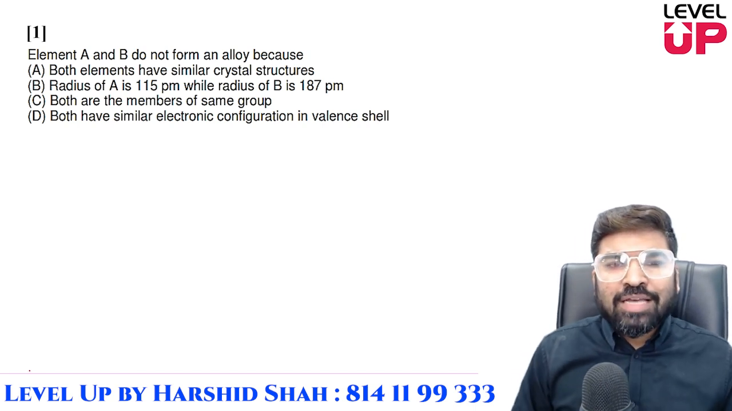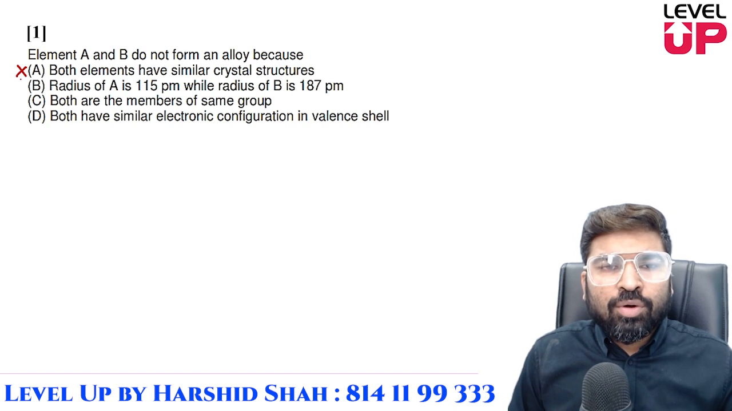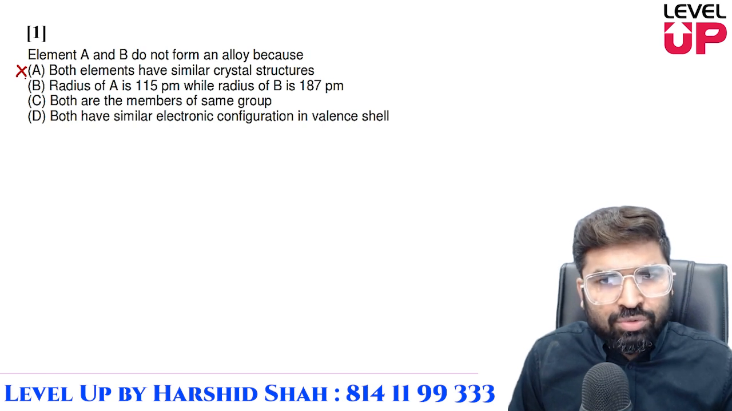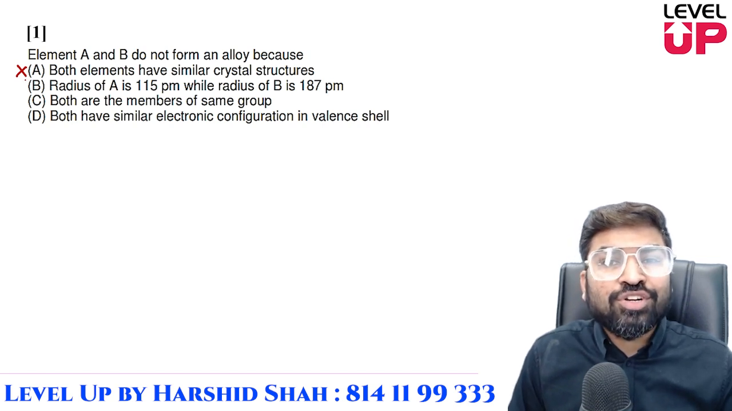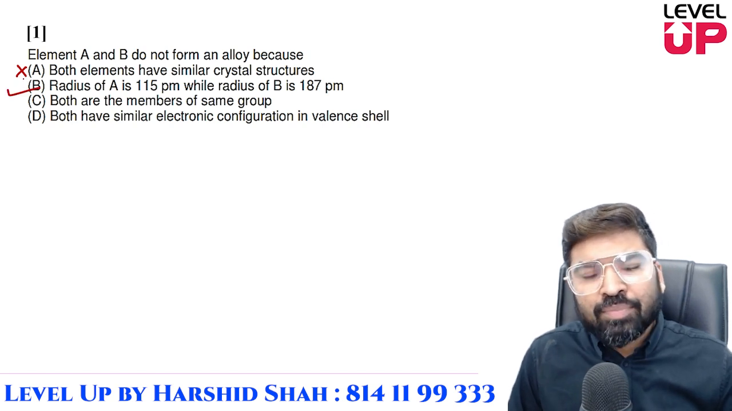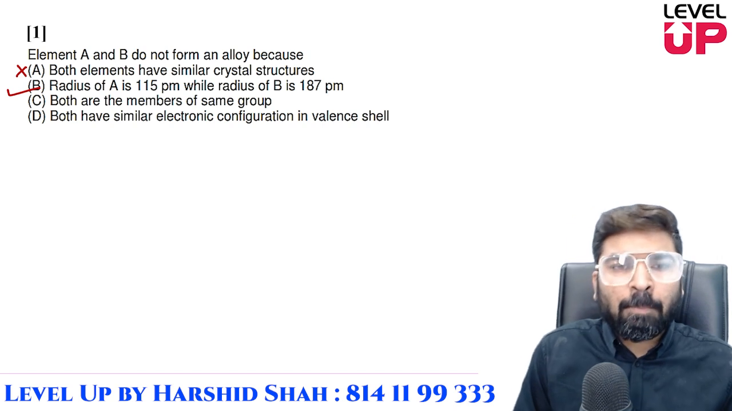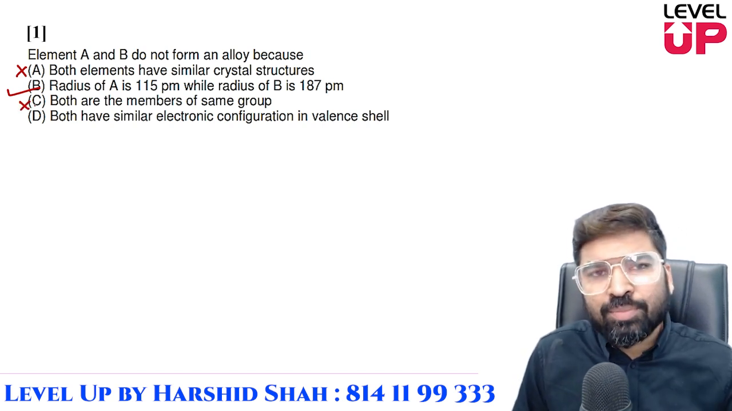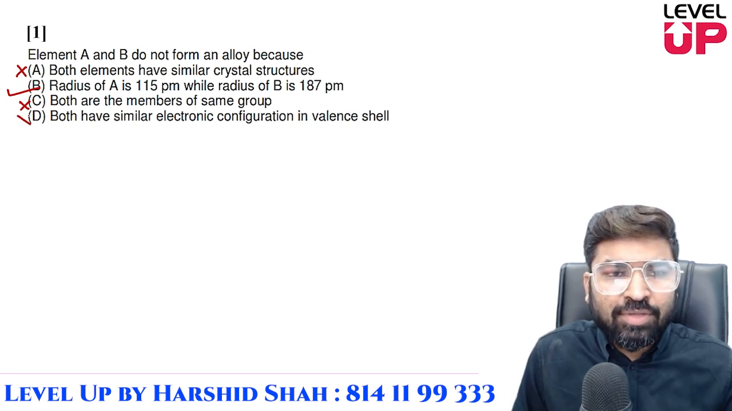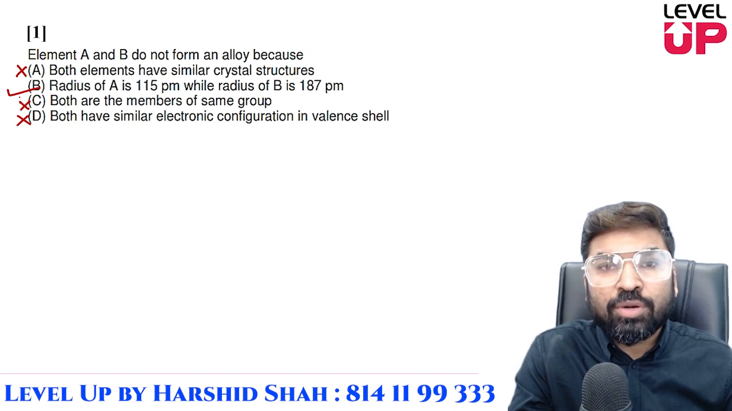सबसे पहले है बोथ एलिमेंट्स हैव सिमिलर crystal structure. If it is there, that means they will form alloy. Radius of A is 115 picometer, whereas that of B is 187 picometer. So definitely, if the radius is this much different, which is almost 30-40% different, it will not be able to make the alloy, right? A will not make the alloy with B, or B will not make the alloy with A. Both are members of the same group. This has to be the property. Similar sizes के लिए या similar electronic configuration के लिए, and that same thing is option D. Same electronic configuration would allow A and B to make alloys and not prevent it.